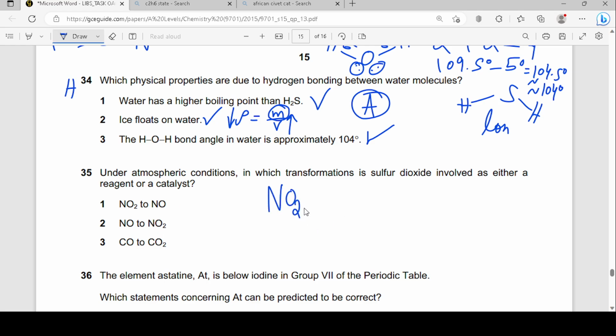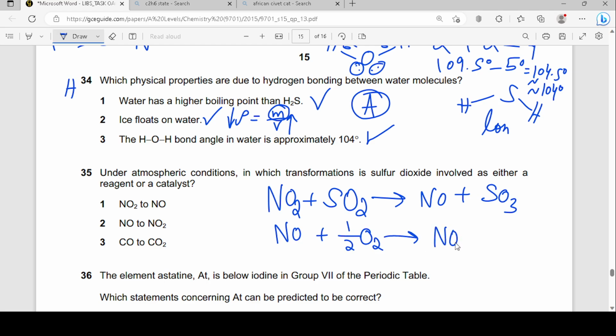NO2 plus SO2 gives you NO3. Is that right? No, it's not right. Because this is actually the oxidation of sulfur dioxide to sulfur trioxide. So it's NO plus SO3. And then in the next step, you get NO reacting with half O2 to give you back NO2. So basically, NO2 and NO are acting as catalysts, because these two can be cancelled out. Left and right, they're the same. So it's acting as a catalyst.